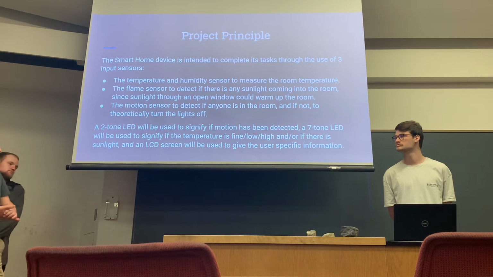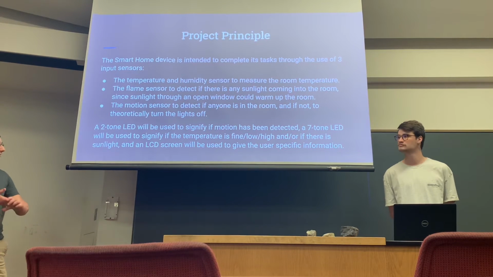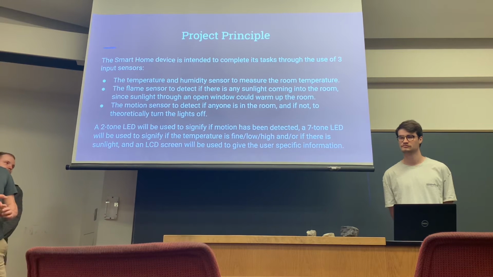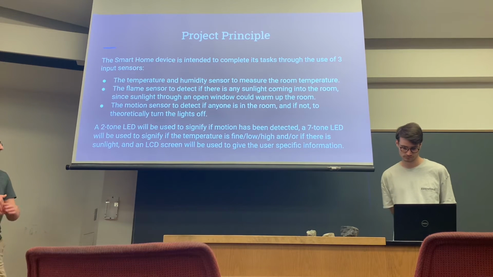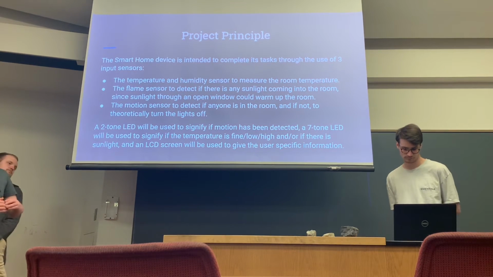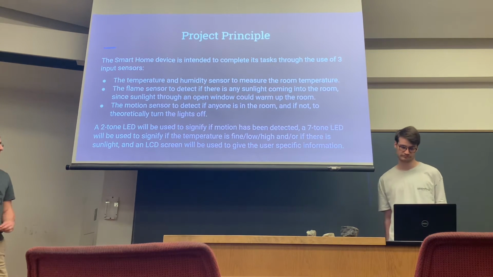The 7-tone LED would signify different temperatures from the sensor. So one color would indicate if it was a warmer room temperature than wanted, and another would show if it's a lesser one. We have a little chart to show where it is when we actually apply that 7-color LED. And then the LCD screen is basically just letting the homeowner know what these sensors are communicating and what they need to do to respond.